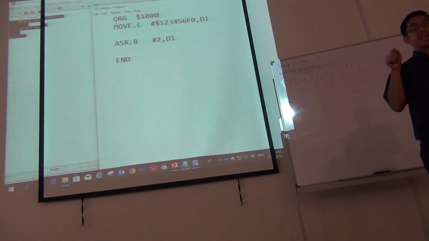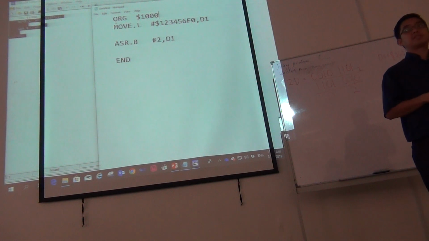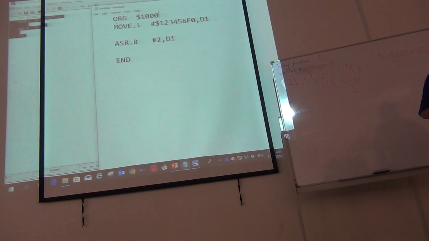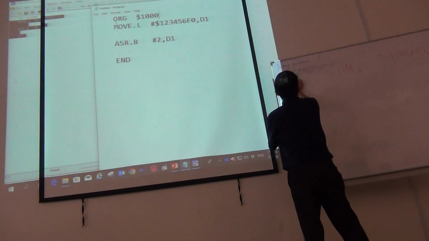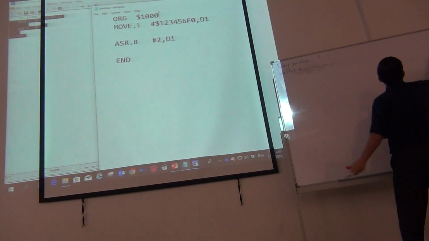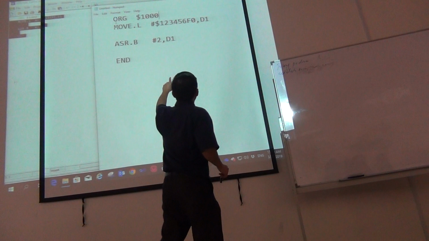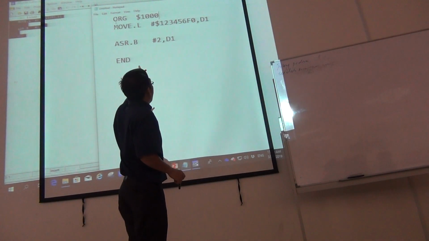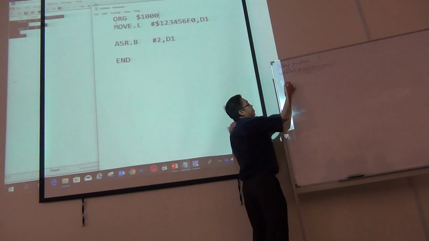Look at the table first, how the shift to the right takes place. Look at the table, how it works. So I show you once. Now look at this one. D1 for byte is equivalent to F0.